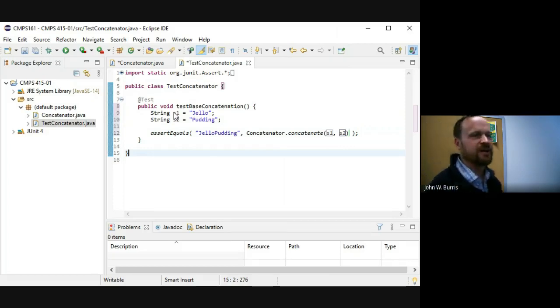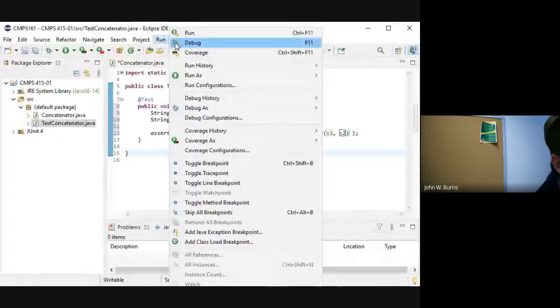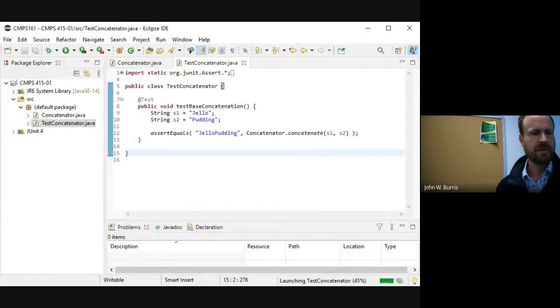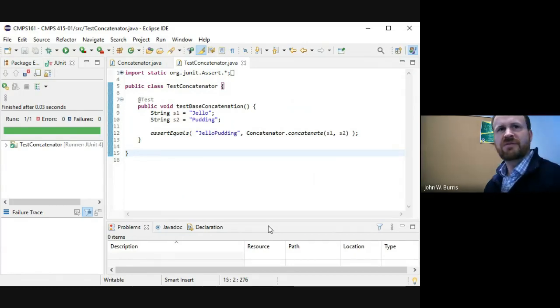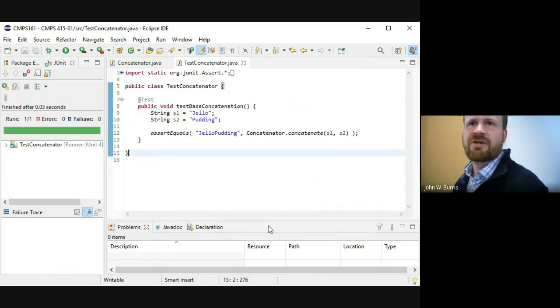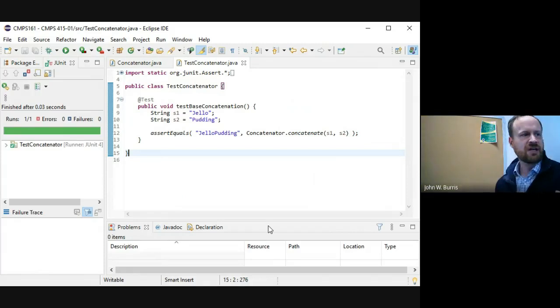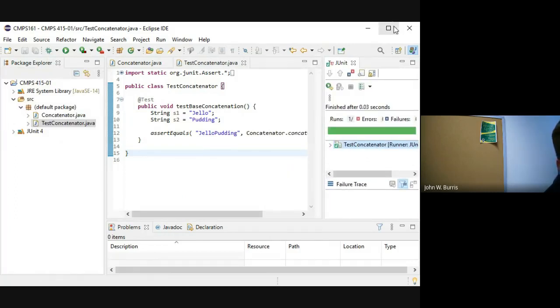So let me show you what it looks like. We go over here and we do run, and we do run. Yes, let's run that. Okay. And it changes the perspective. Now, it's still the Java perspective, but it creates a new window on the left-hand side. The Package Explorer goes away, and now we have the JUnit panel. The JUnit panel I usually leave over here. And so now I have my Package Explorer and my JUnit panel.